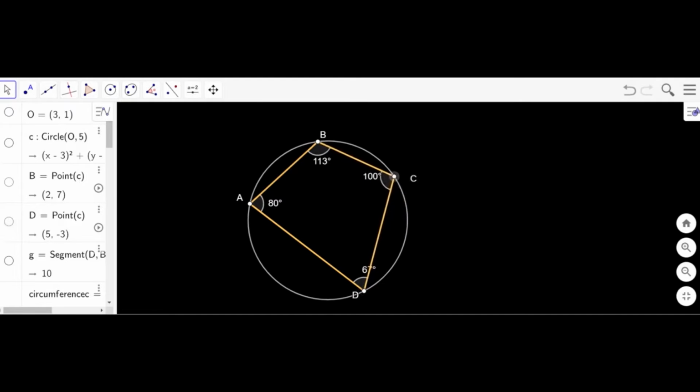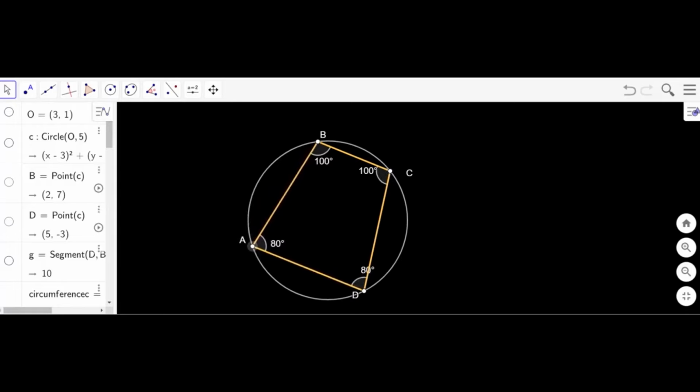Let me move this one again. You see, I have 65, 115. That's 180. You move it like that.